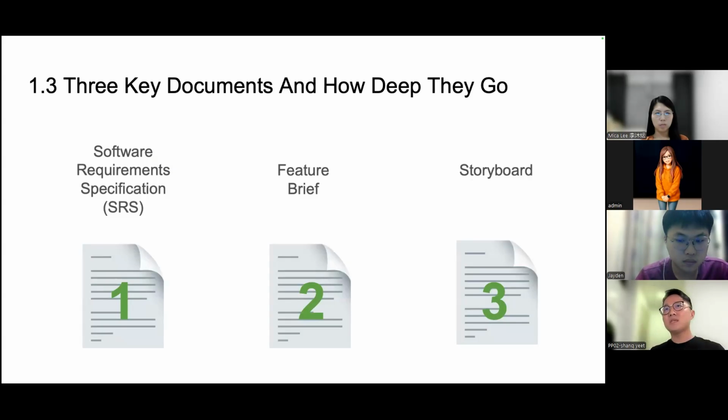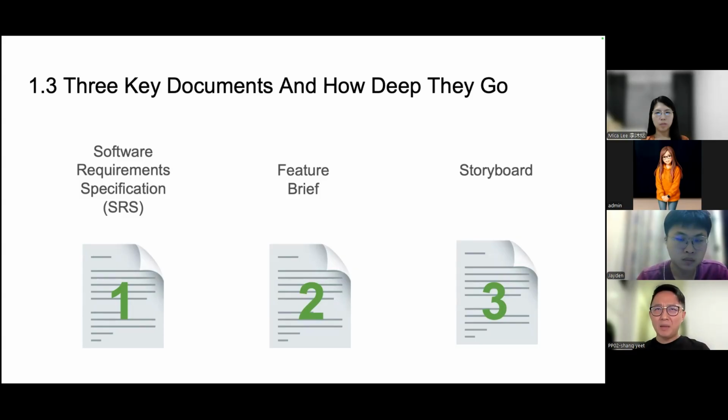So in the documents, it's going to get a little bit more technical. There are a lot more documents than these three things here, but I want to just scope it down to just three main things that you should pick up right now. And the first one is a software requirements specification. Generally, we just refer to it as SRS. The next is the feature brief, and finally the storyboard.